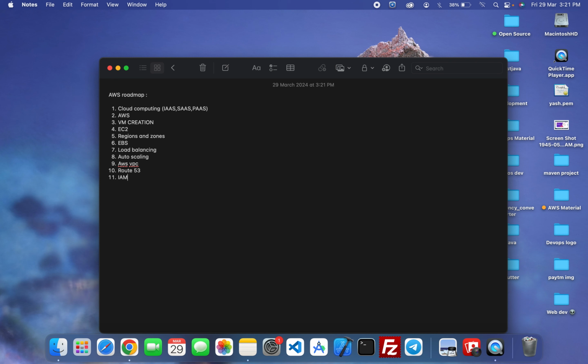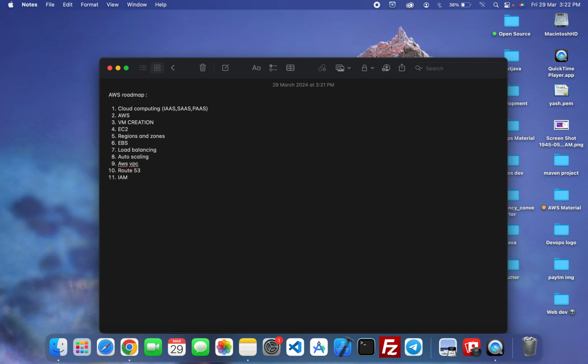IAM stands for Identity Access Management. So why do we use IAM? I'll give you one example. I have some AWS resources running in my AWS account, and my friend asks me to use AWS, but I don't want to give some accesses on my AWS console.